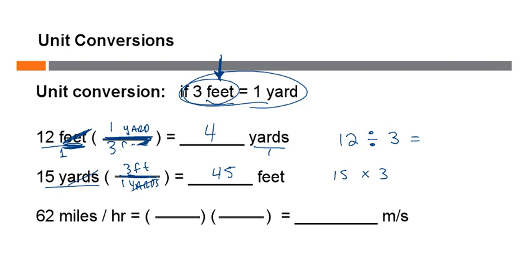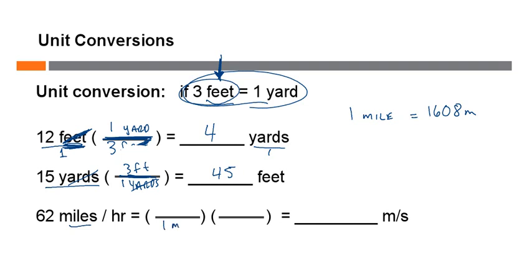Right here I've got another one. This one says 62 miles per hour, and we'd like to turn that into meters per second. So I need to change the miles to meters and the hours to seconds. This is a 2-step process here. The first thing that I need is my conversion factors. I need to know that 1 mile is 1,608 meters.